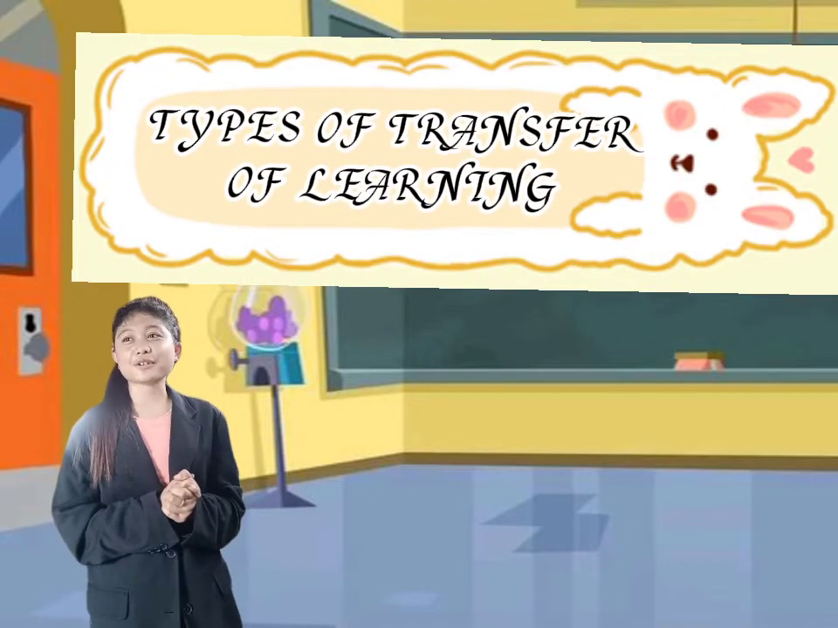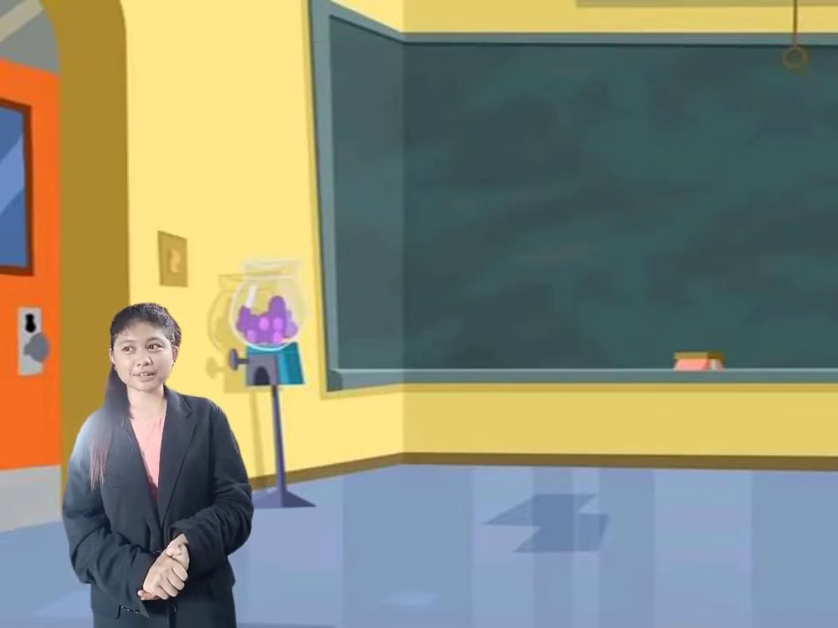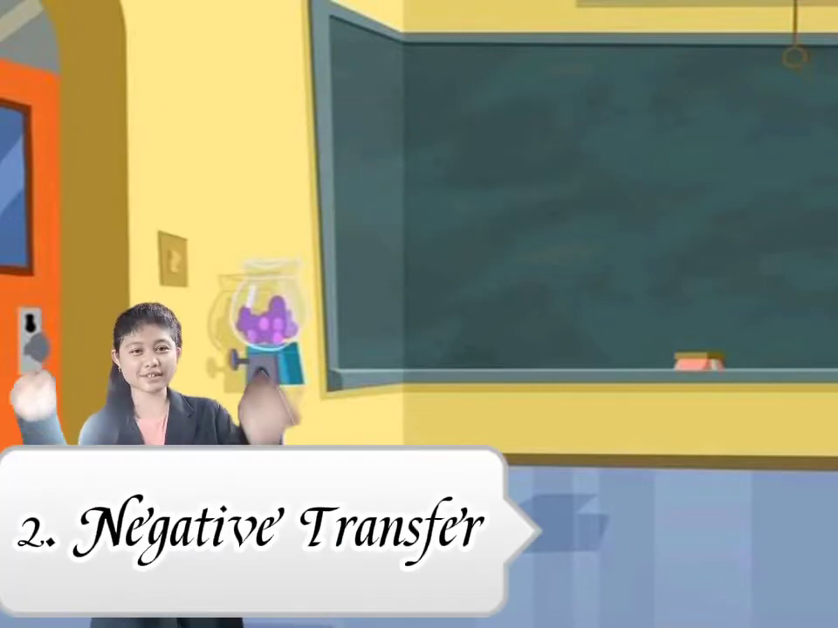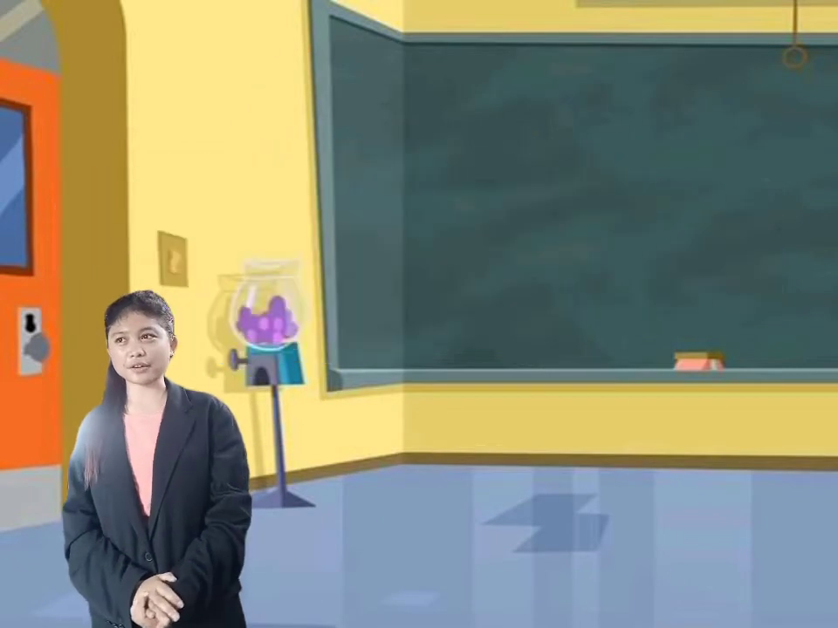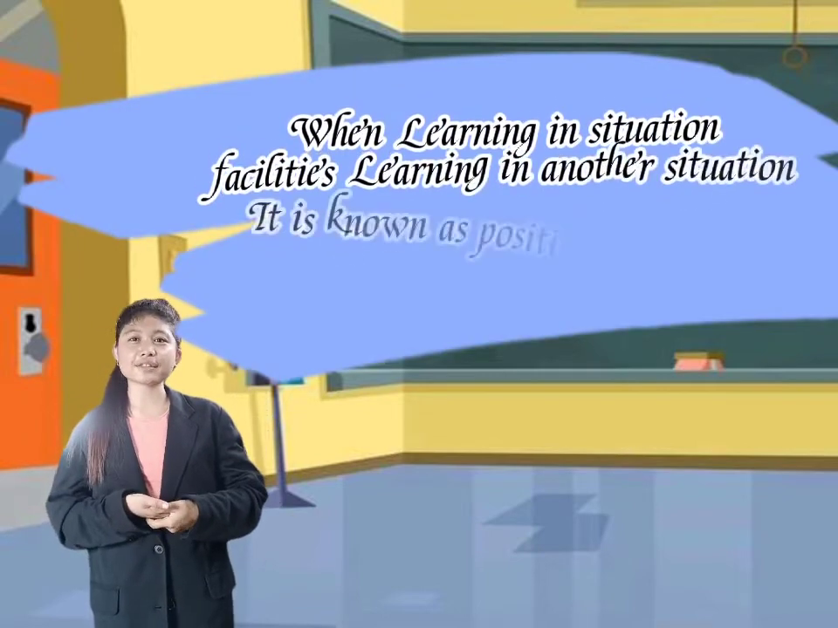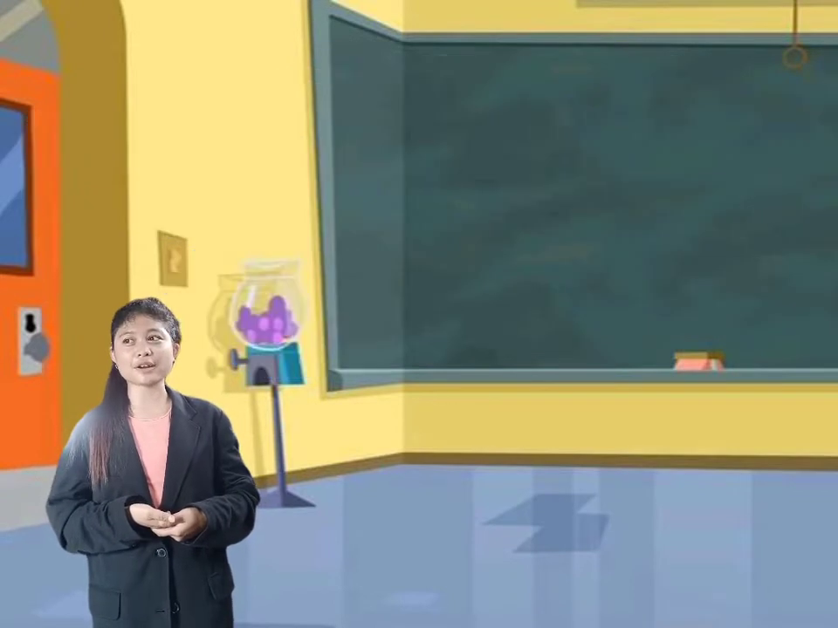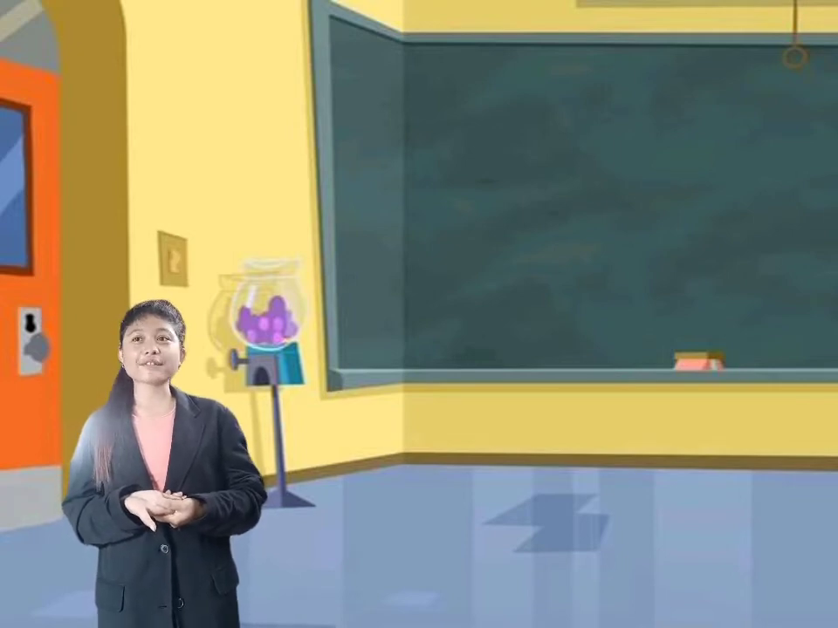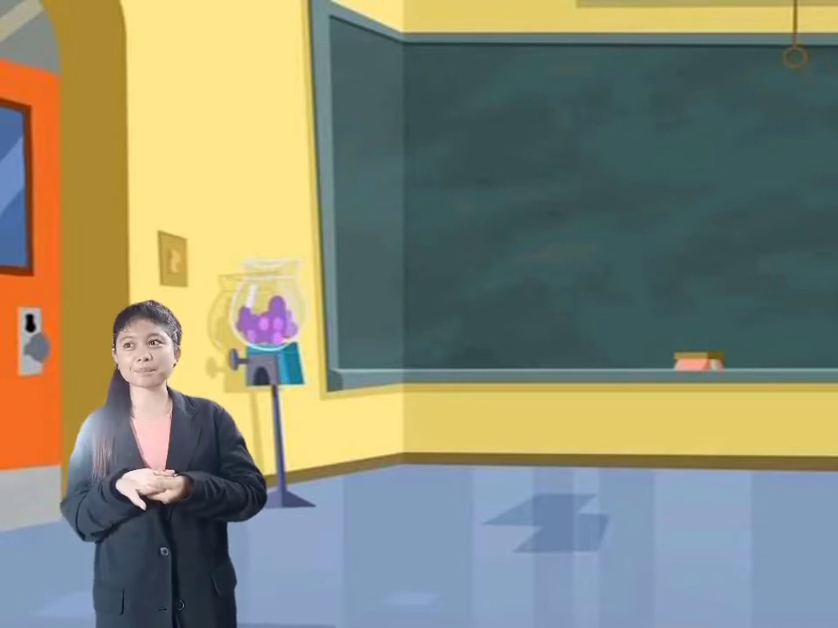So let's tackle the types of transfer of learning. There are three types of transfer of learning: positive transfer, negative transfer, and zero transfer. So what is positive transfer? When learning in one situation facilitates learning in another situation, it is known as positive transfer. In this case, the past learning in one situation facilitates learning in another situation.